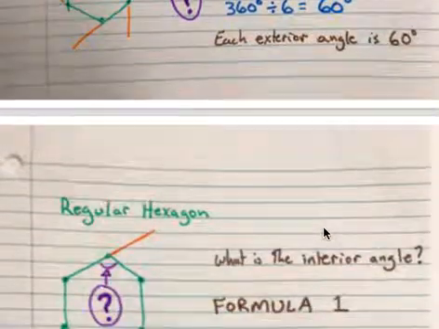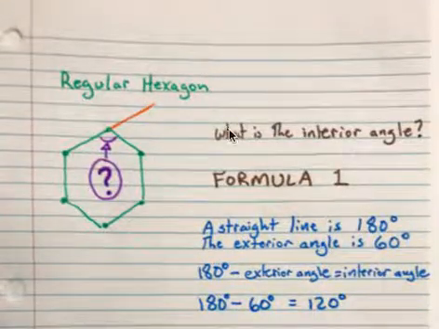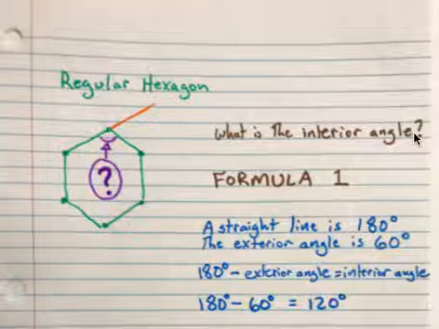All right, now we go to the tough one. Regular hexagon, what is the interior angle? And there's 2 ways to do it. The first way is the easy way. The second way is the formula that a lot of people know and you should be familiar with. But I like doing it both ways just to make sure I'm right. But let's start with Formula 1. If you know this straight line is going to be 180 degrees. How do we know that? Well, 2 learning outcomes ago, we learned that a straight line is 180 degrees.